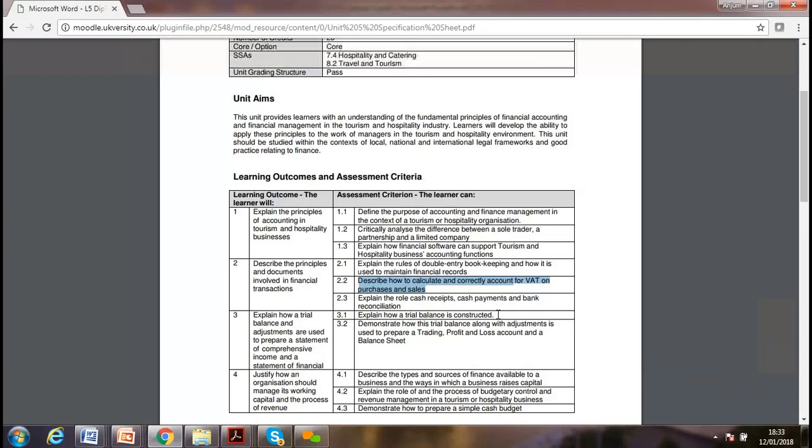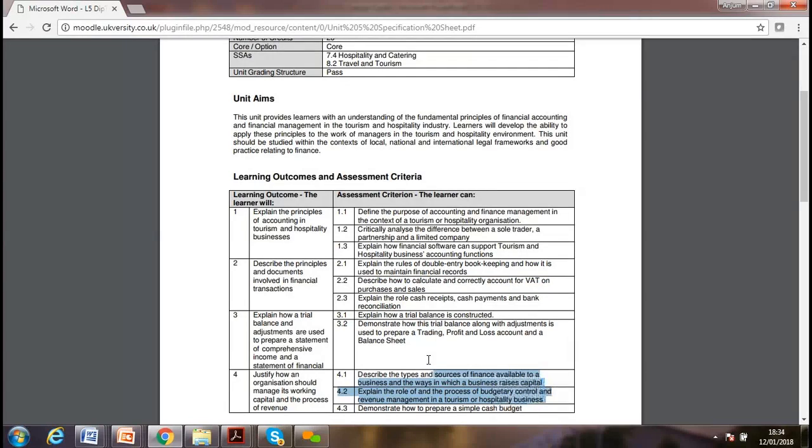And now today we are moving to our next learning outcome, which is LO3. Explain how the trial balance is constructed. Demonstrate how this trial balance, along with adjustments, is used to prepare the trading, profit and loss account and the balance sheet. We'll do the basics today and some adjustments during our next lesson. And we'll go through sources of finance during our last lesson, and we already discussed a bit of budgetary control.